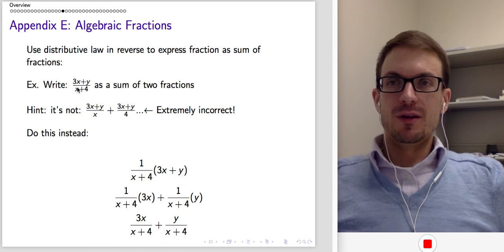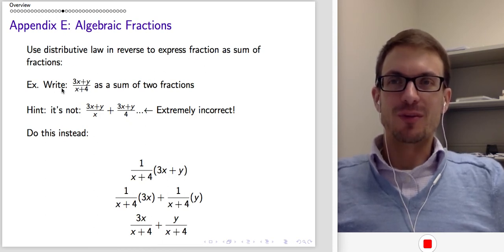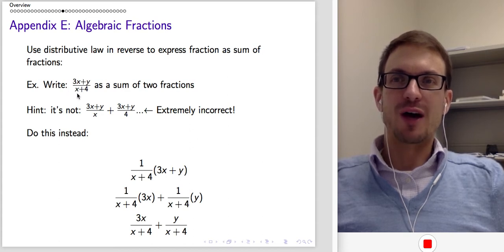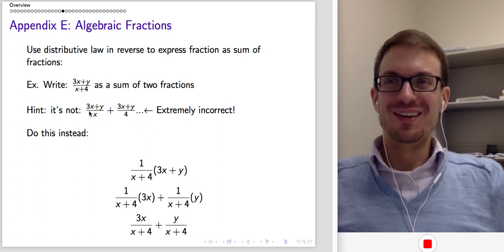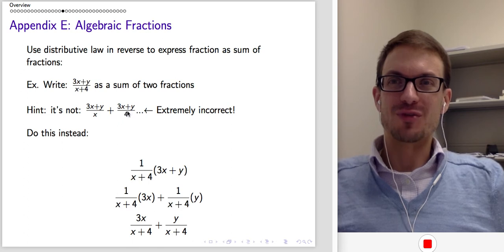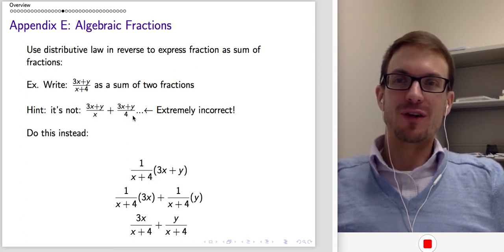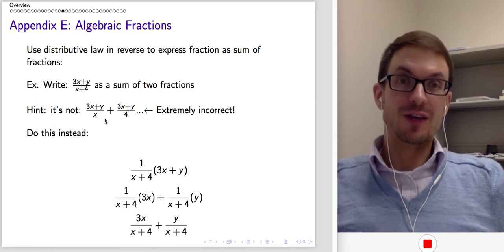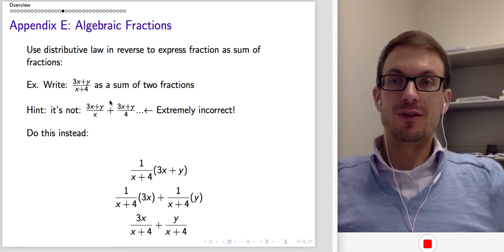Okay. Here's another example. Let's use the distributive law in reverse to express a fraction as a sum of fractions. So let's write (3x plus y) divided by (x plus 4) as the sum of two fractions. Here's a hint: it's not this. This is very wrong. 3x plus y over x plus 3x plus y over 4 is definitely not the way to write this, because when we add these two fractions together, we get something very different. We'd actually get something with a denominator of 4x.